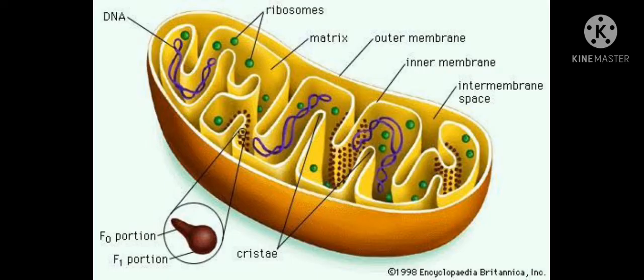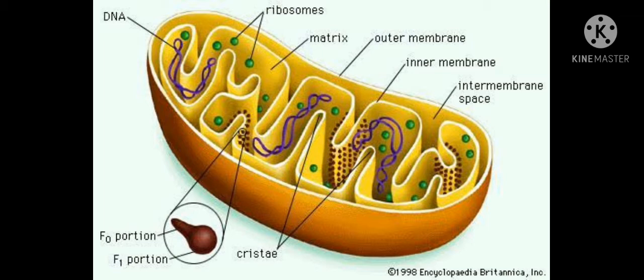Now see the matrix of mitochondria, that is the fluid which is present inside. It consists of all enzymes of the Krebs cycle, so hence the Krebs cycle occurs in the matrix of mitochondria. Only succinic dehydrogenase, that enzyme of the Krebs cycle, is attached to the inner membrane of mitochondria.